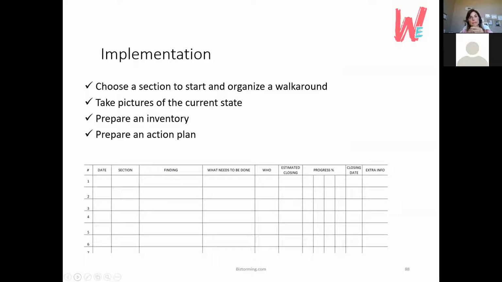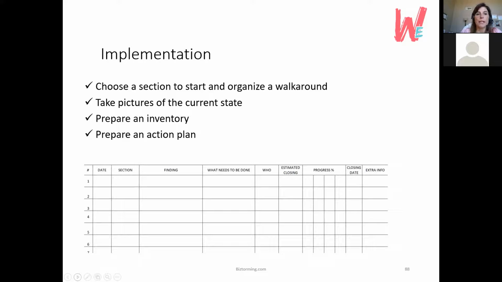So please, again, divide the areas by owners. Then you choose where to start in that area. Take pictures of how it looks like. That's the before. And then prepare the inventory of all the things that you need, and the amount that you need.